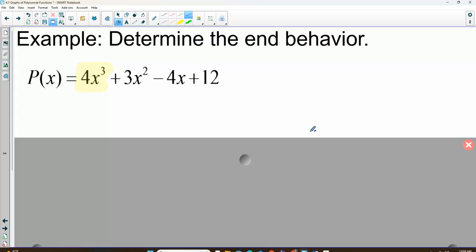Okay, x to the 3rd, that's odd, so I know it looks like a chair. It's a positive 4 in front, so is it flipping? No. So my end behavior is just down, up.